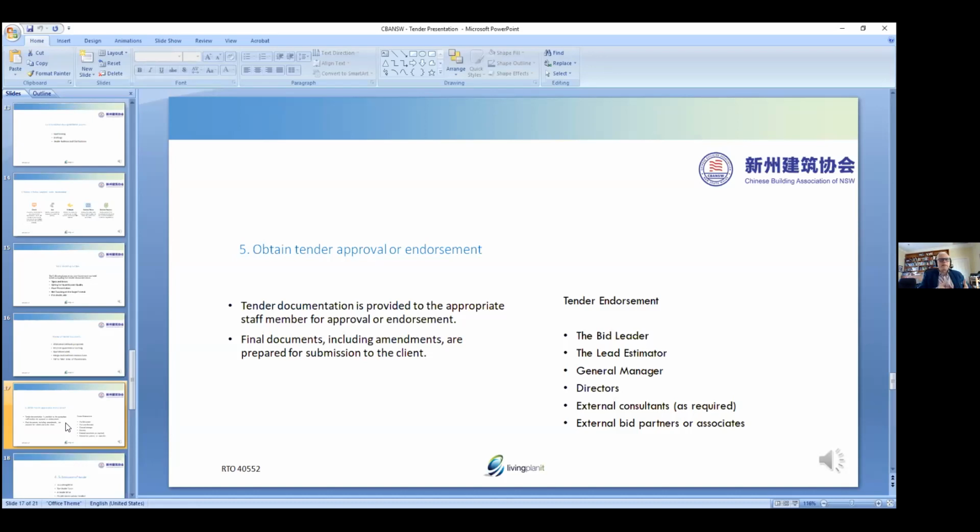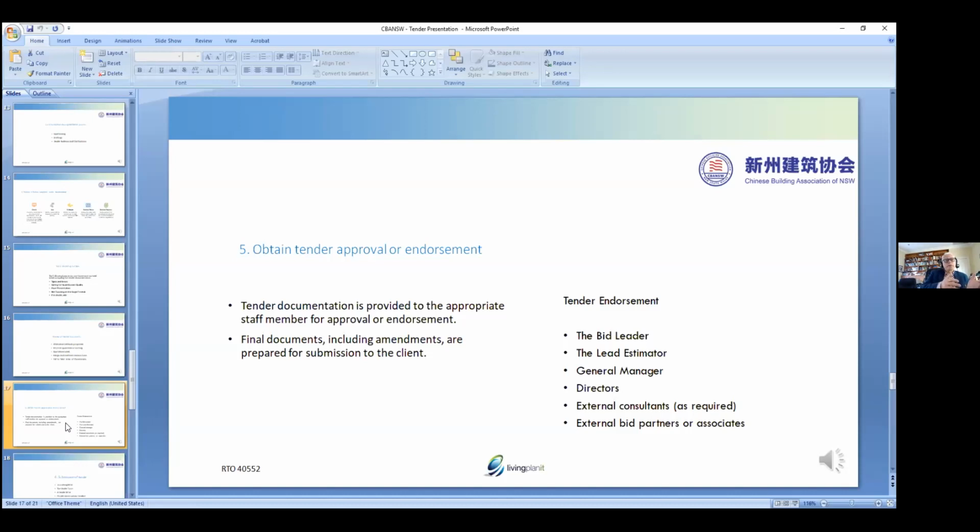Package is put together, prepared for these people to view. And as I said, the tender endorsement could involve the bid leader, estimator, general manager, directors. External consultants could be part of it, if we have external consultants who are specialists in a specific area that we're using on this project. And we may use them to help us with our estimating.